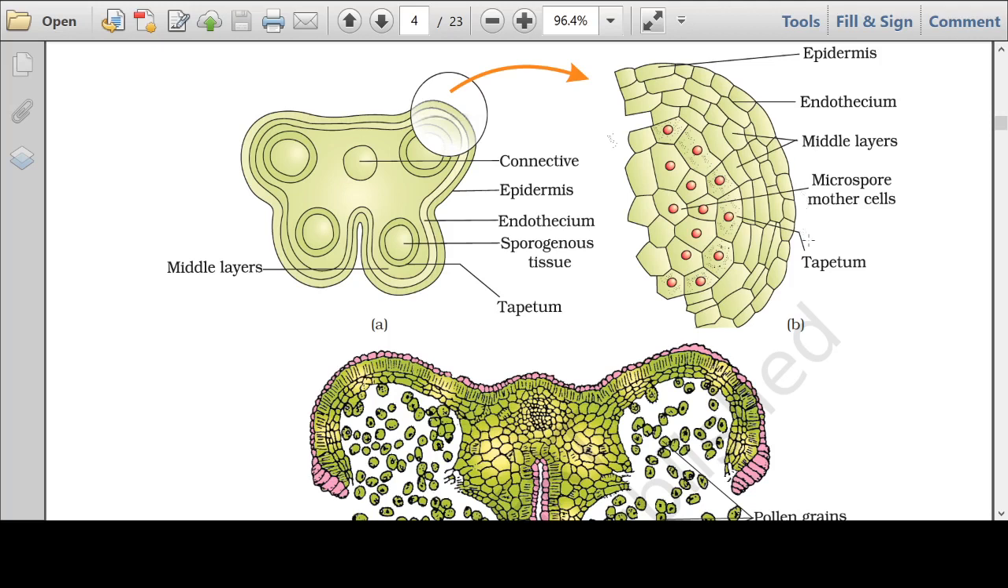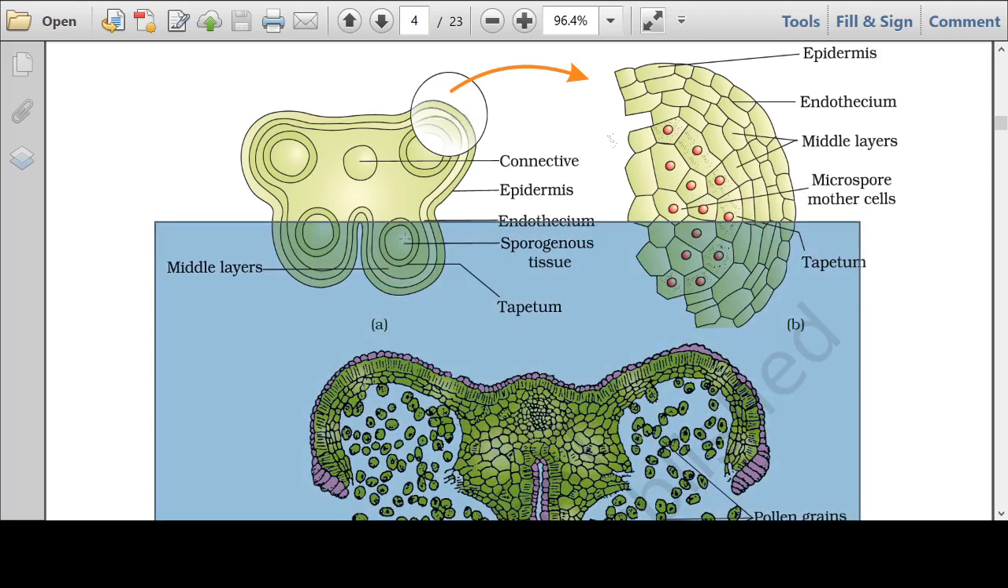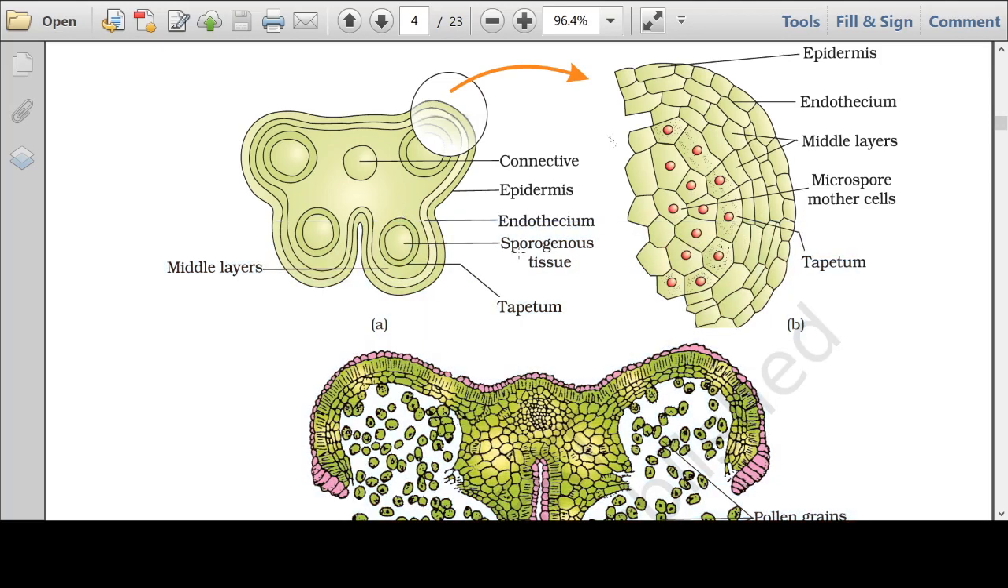And interior to the tapetum, now look at this diagram A. Interior to the tapetum we have this homogeneous tissue known as porogenous tissue. These tissues undergo meiosis and ultimately give rise to the microspores, also called pollen grains. Remember, students, very important. So what are the layers? Epidermis, endothecium, middle layer, tapetum.